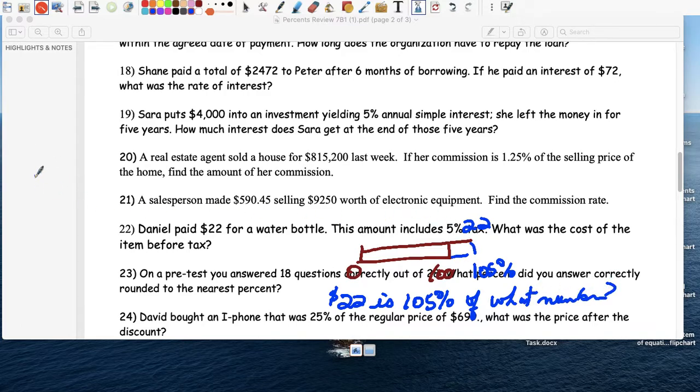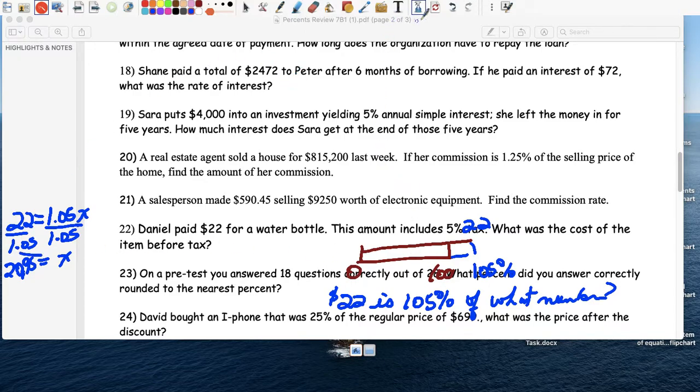So we translate that, and we get 22 equals 105%, which becomes 1.05, of what number, x. Divide both sides by 1.05. And x, our price before the tax, is 22 divided by 1.05, which equals $20.95. So that was the price of a water bottle. Wow. Hopefully a big water bottle or a very good water bottle.